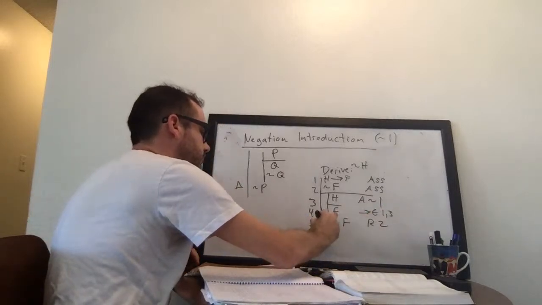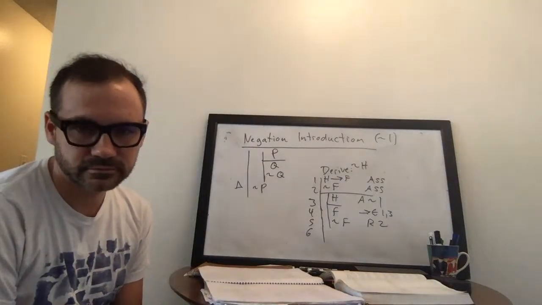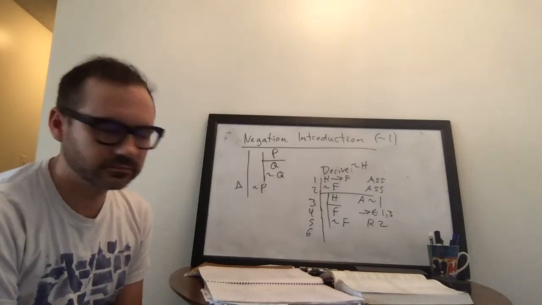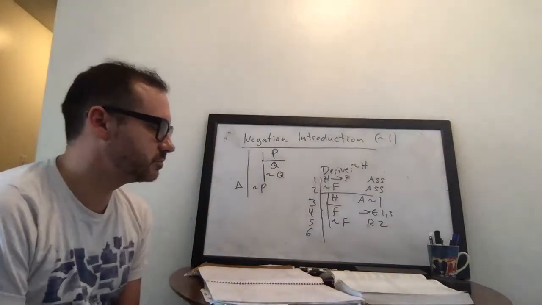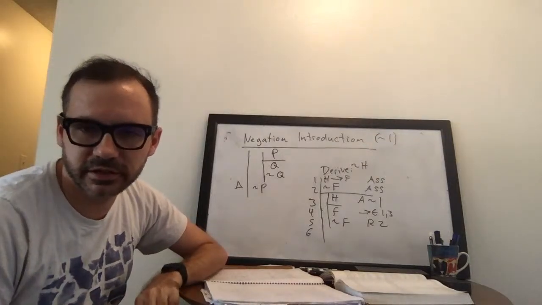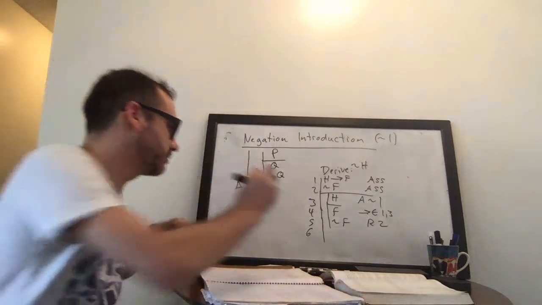So then, what is the result here on line 6? How do we finish this one out? Because we are at the end. Good, Arlene. It's tilde H, and that comes from the negation introduction rule, lines 3 through 5.